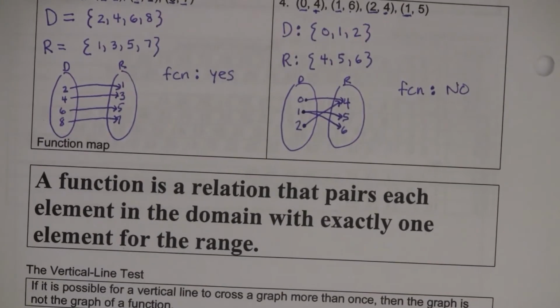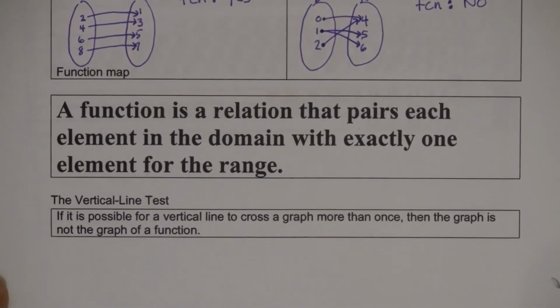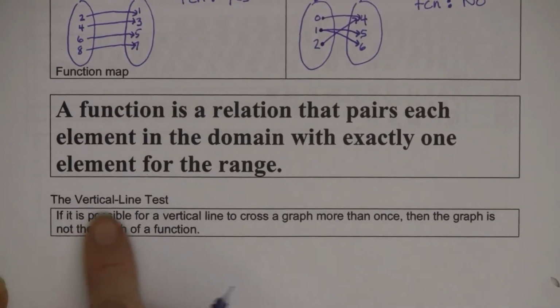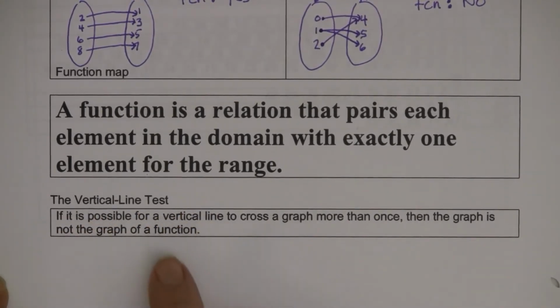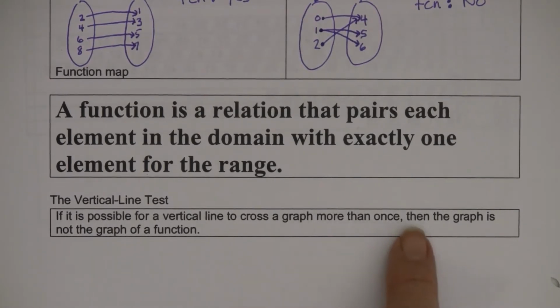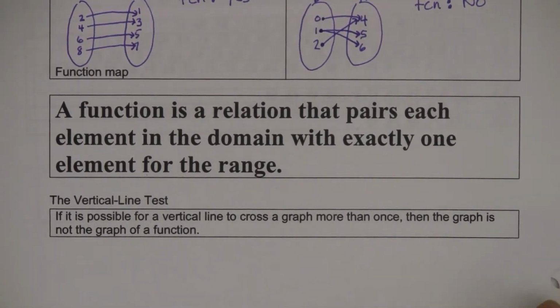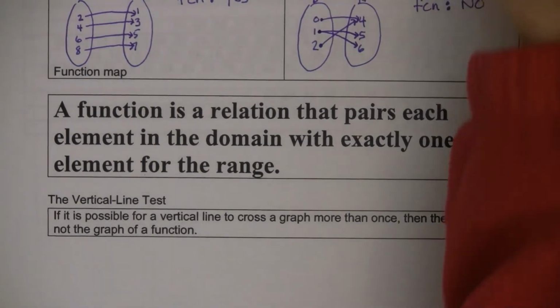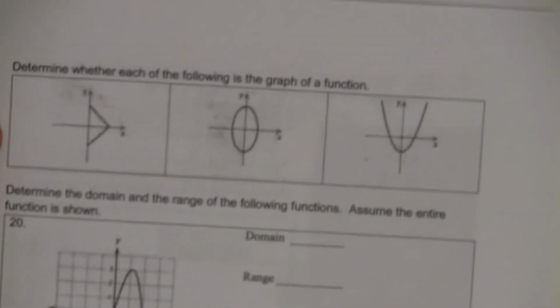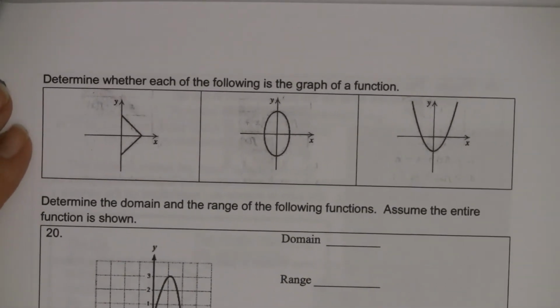Then they talk about the vertical line test. So that's on the bottom of this first page. And the vertical line test says, if it is possible for a vertical line to cross the graph more than once, then the graph is not the graph of a function. And so we're going to come over on the next page here, and they have given us some graphs, and they ask us, hey, are those functions?